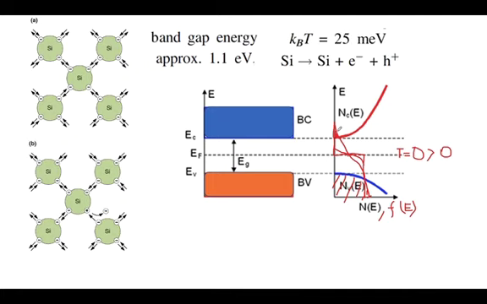Now, why this part? As I said, you increase the temperature, and this one is kT, that's the energy, and T, if you take it as something like 300 Kelvin, room temperature, 300.